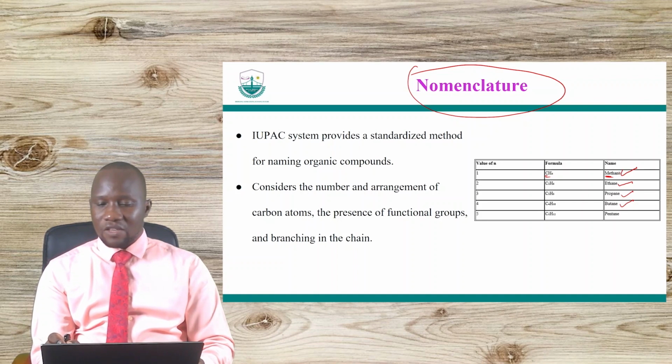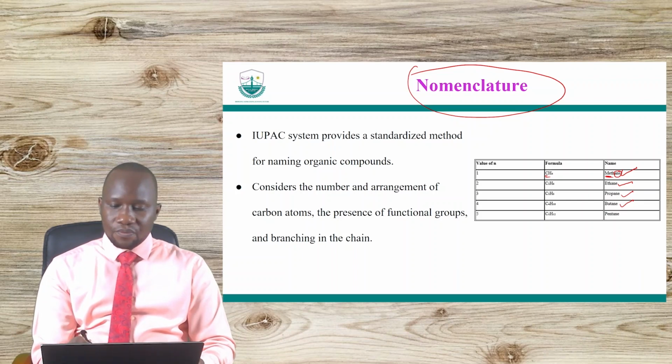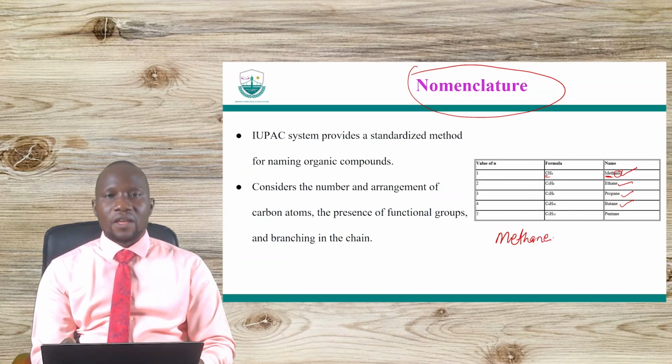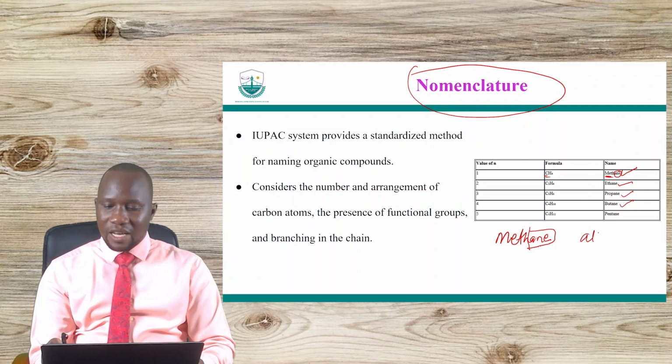METH, but the ending is different. For example, let me use the example of methane. Let me write it here. That is methane, right? This part here is what tells us that this is an alkane. So when we write methyl, this ending here is what tells us that it is an alkene.